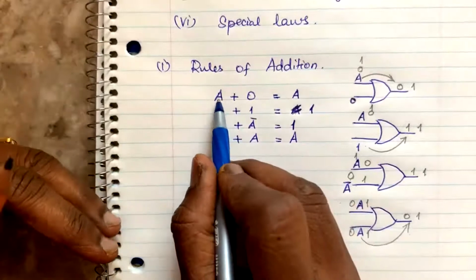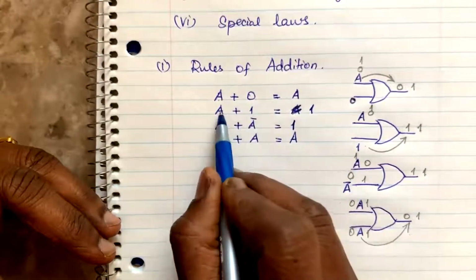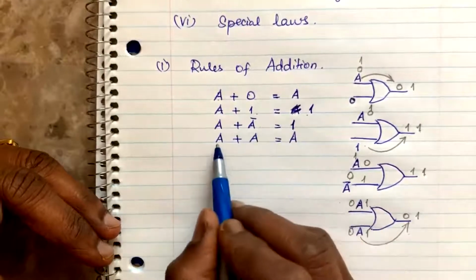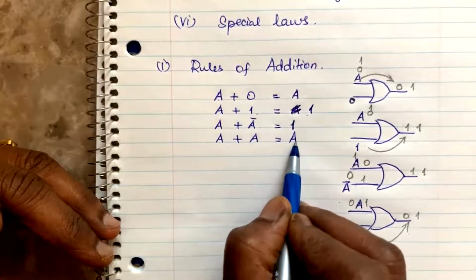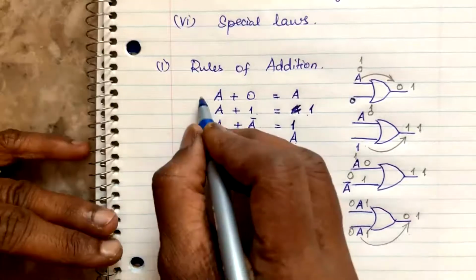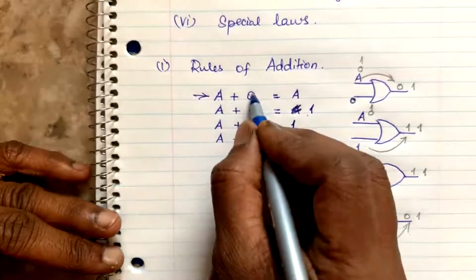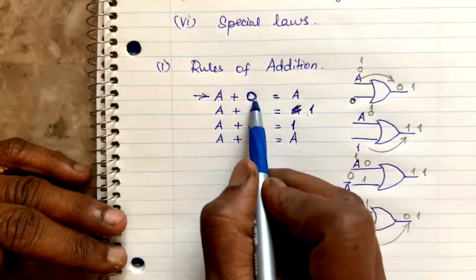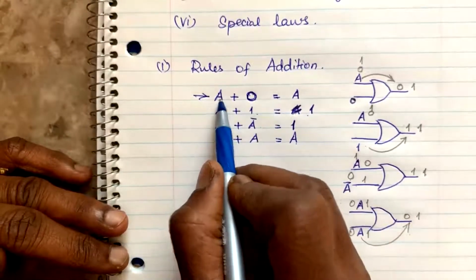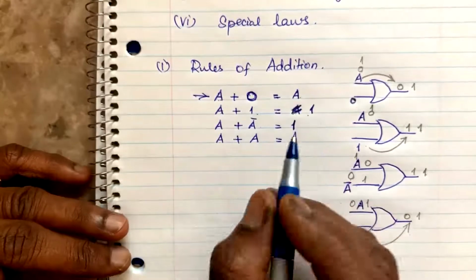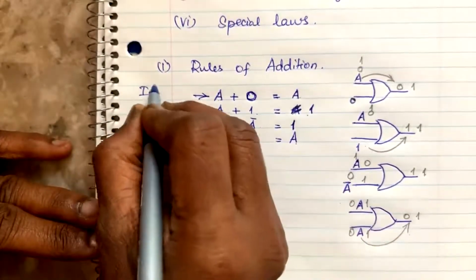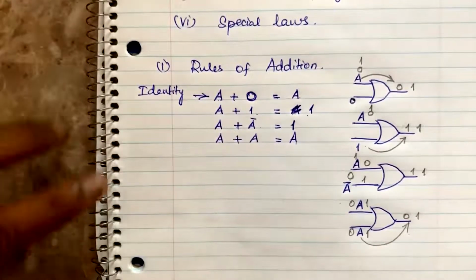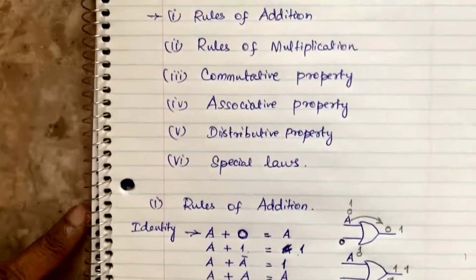Now to revise, A plus 0 is A, A plus 1 is 1, A plus A complement is 1, A plus A is A. In this, A plus 0, 0 is additive identity. When I add 0 to any variable, I get the same variable. So this is rule of identity. Additive identity.